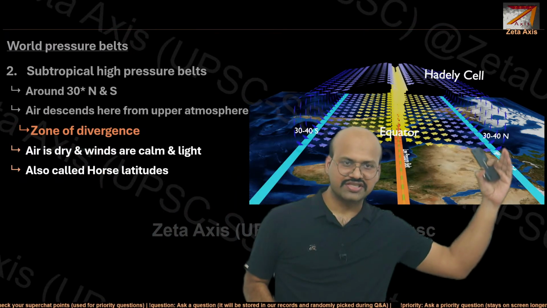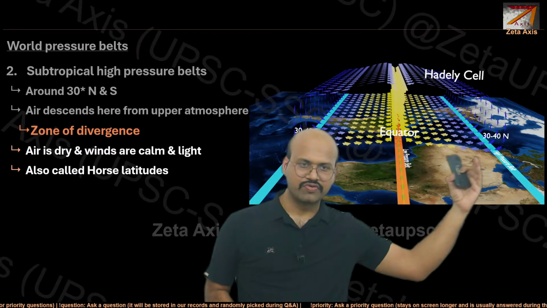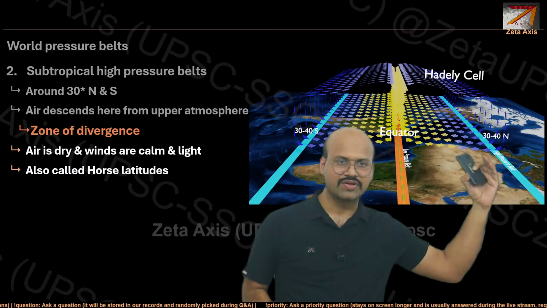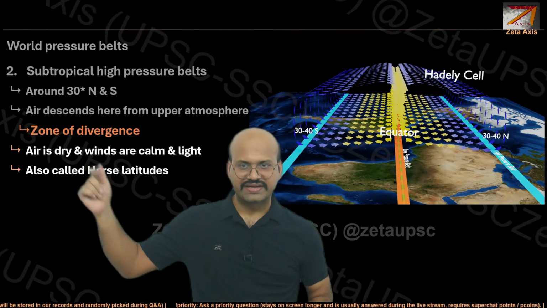So the air which is descending over here is moving in both the directions. One part will move towards the equator, other part will move towards the polar regions. Therefore, it is called a zone of divergence.